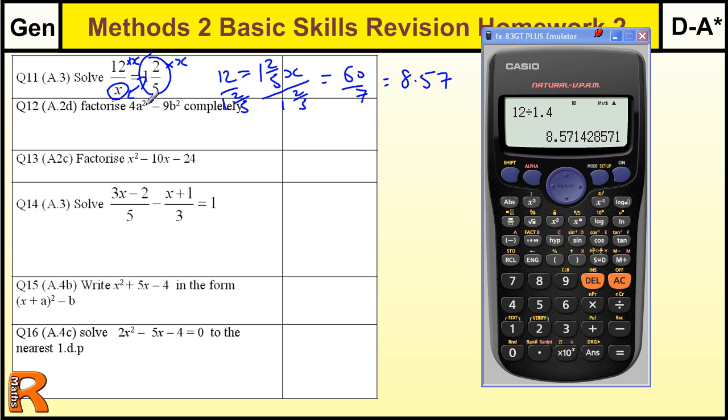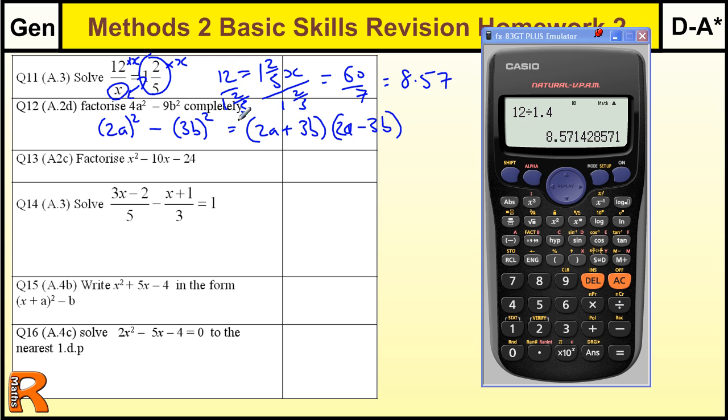Factorising this, something a squared minus something b squared looks like the difference of two squares. So if we can rewrite this 4a squared as a number squared, well, 4 is 2 squared and a squared is a squared, so that's 2a squared. 9b squared is the same as 3b all squared, because 3 times 3 is 9 and b times b is b squared. And then that can be written as 2a plus 3b and 2a minus 3b.